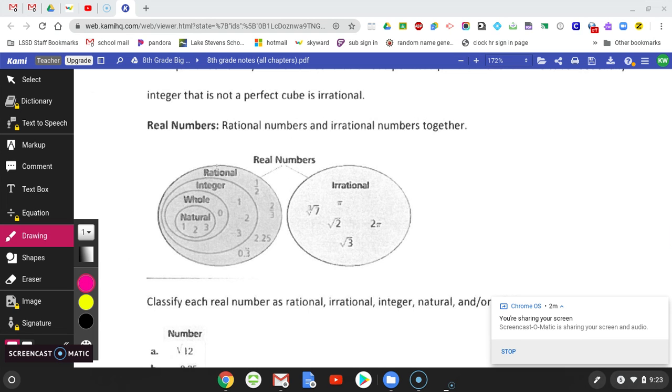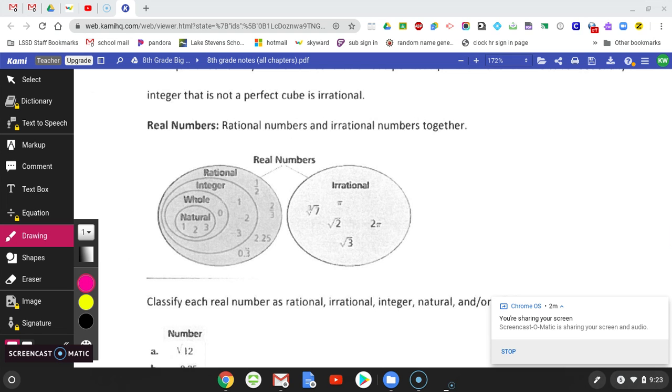But the opposite of irrational would be rational. So rational would be any number that can be written as a fraction, or as a decimal that ends, or as a decimal with a repeating symbol above it. So 1/2, 2/3, 2.25, or 0.3 with the repeating sign above it. That repeating sign means that the 0.3 goes on and on and on. So within rational numbers, you could have fractions, decimals, but you could also have integers.